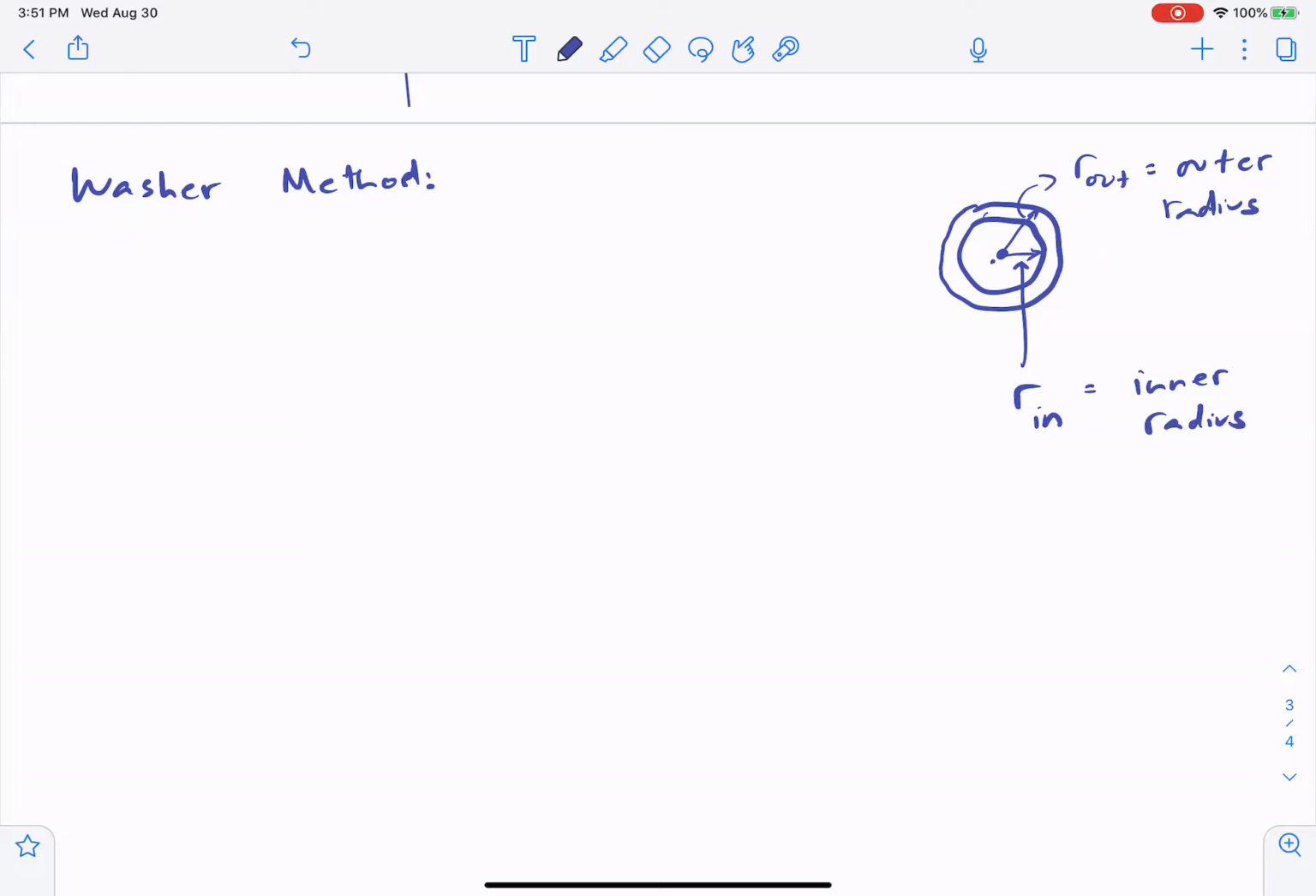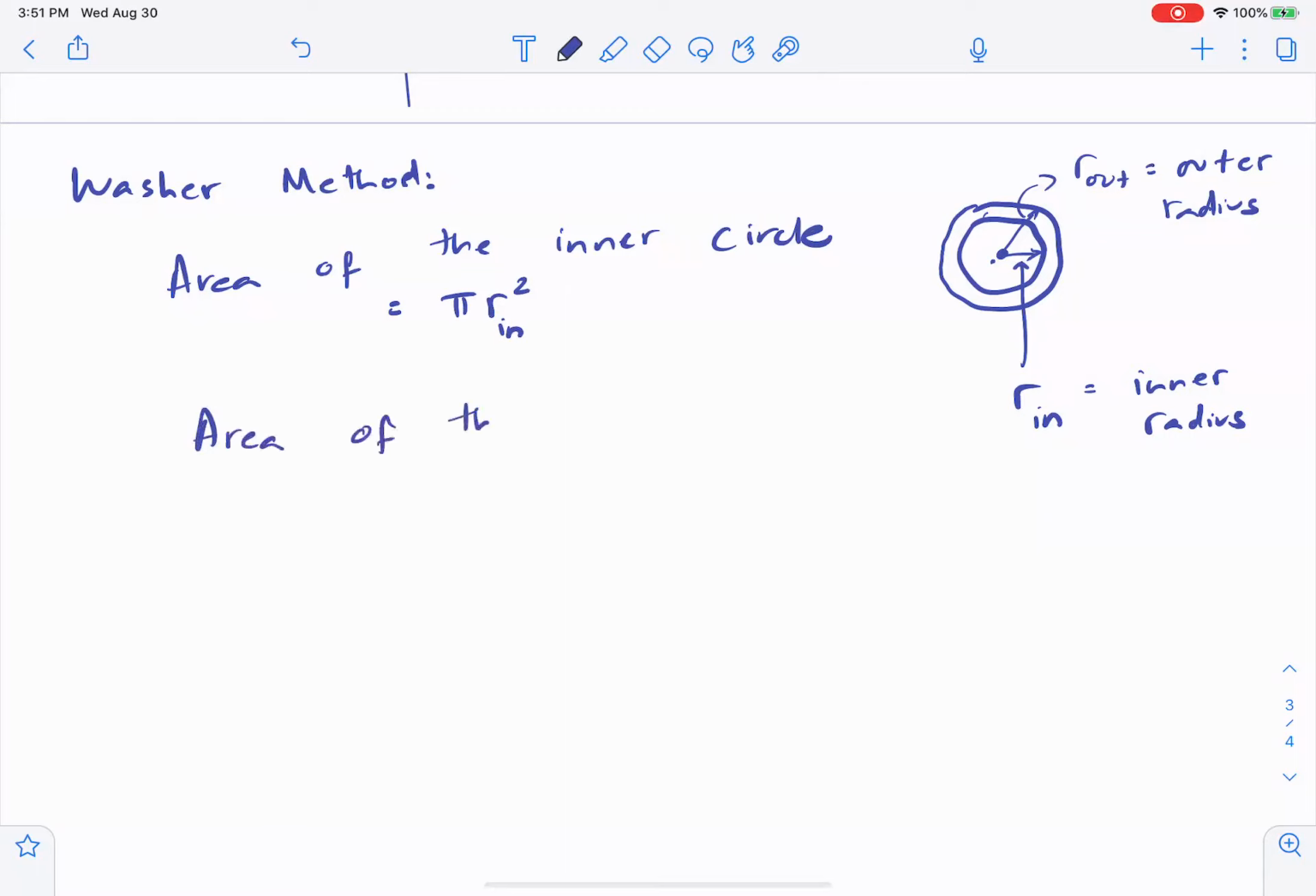Does the inner circle have an area? If so, what is the area of the inner circle? It is pi r squared, only this time pi r in squared, inner radius. Okay, what is the area of the outer circle? It's the same logic. We just went from in to out. Very good. Pi r out squared. Okay, great.